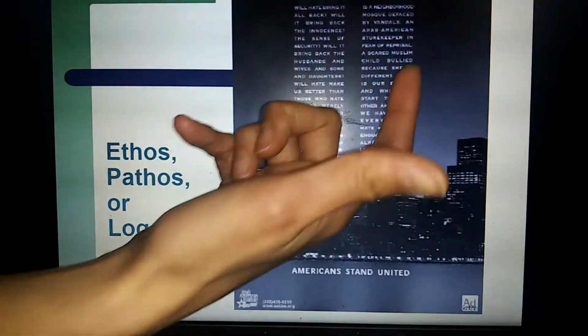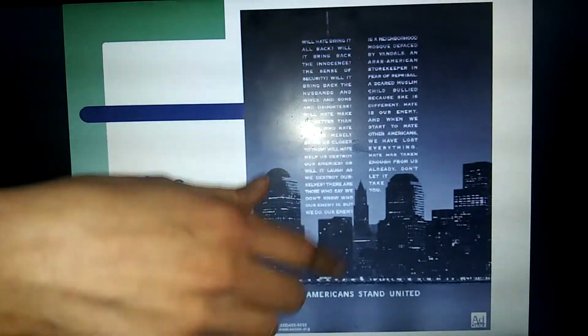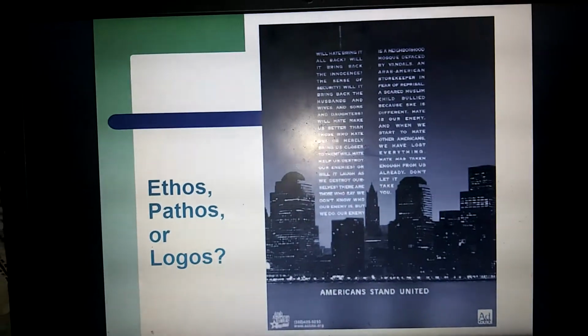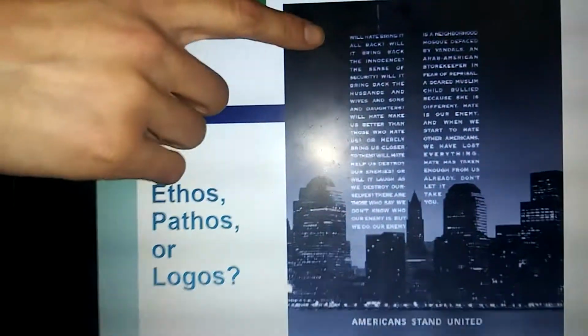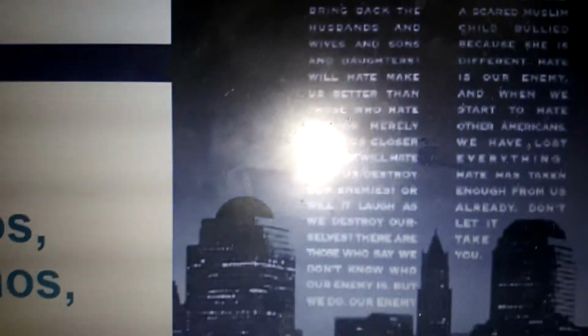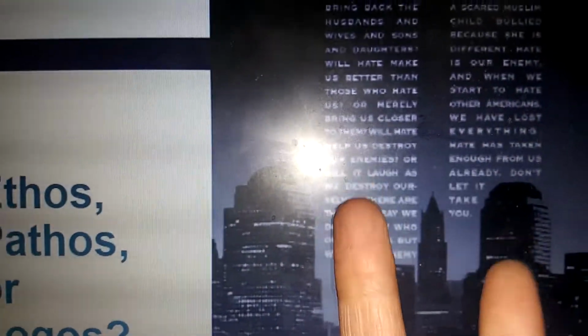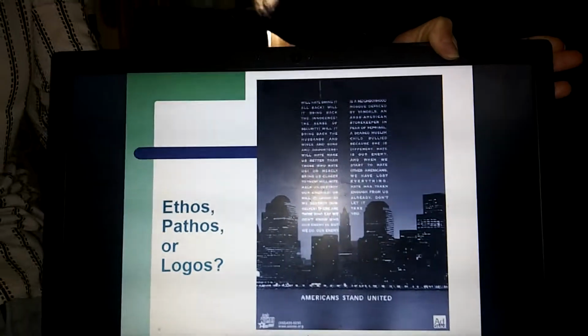Okay, and then this one here, think of basically how the words are put, what they're supposed to resemble, okay? And then it says, will it bring it all back? Will the hate bring it all back? The mothers, brothers, sisters, all of that. So with this, which is supposed to represent the two towers in New York, and then with this, what do you think that is?